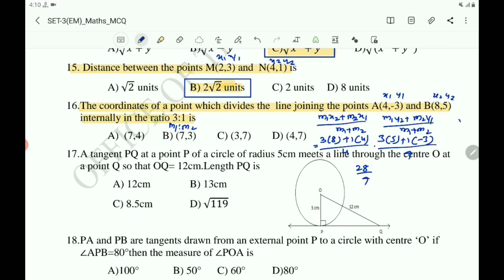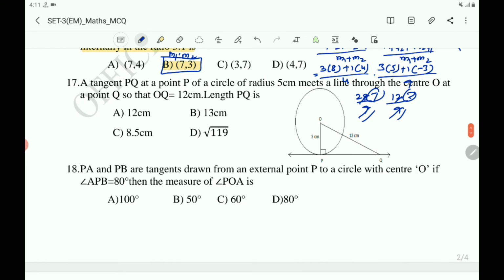This is 3 5s are 15, 15 minus 3, 15 minus 3 is 12, 12 by 4. So you will get 4 7s are 28, 4 3s are 12. So 7 and 3. So which is the answer here? Option B. Option B is the answer. That is 7, 3. Next you take the 17th question.